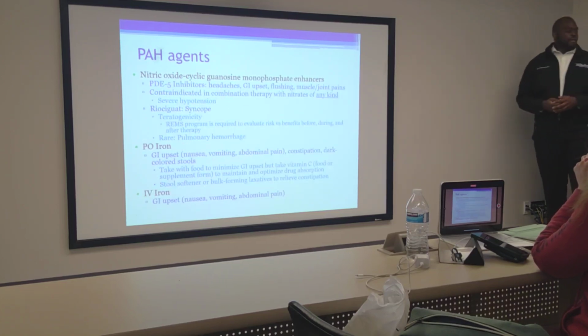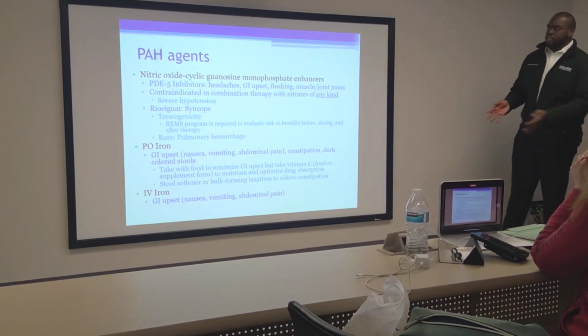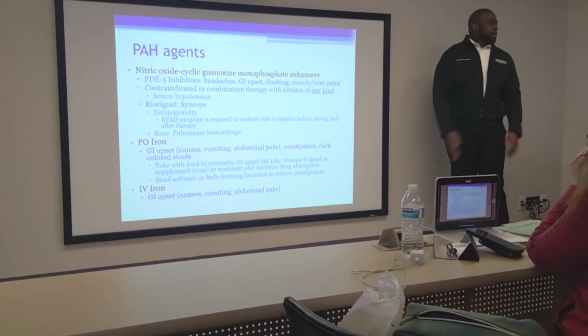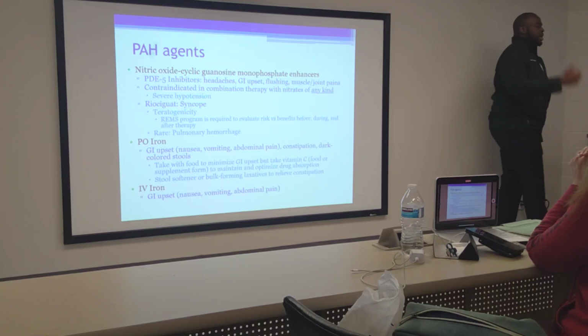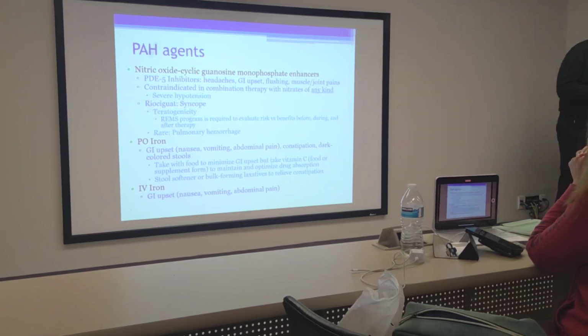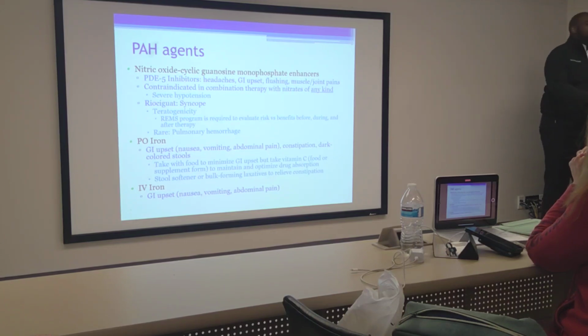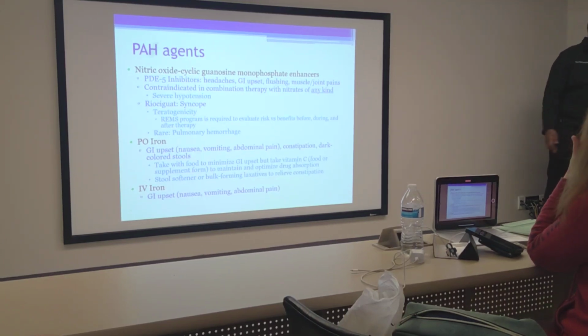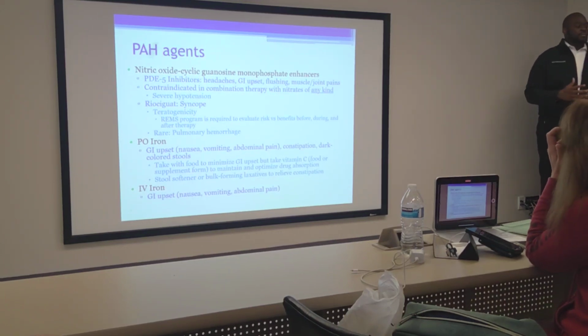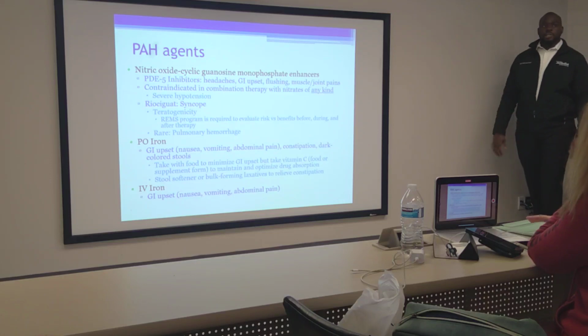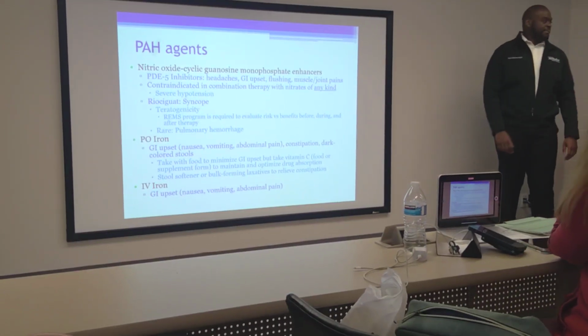Right, now we have our NO-cGMP enhancers, so your PDE5 inhibitors. They can cause headaches, GI upset, flushing, muscle and joint pain as well. And we all know PDE5 inhibitors are contraindicated in combination therapy with nitrates of any kind. We know this because of the profound severe hypotension that it can cause at that point.